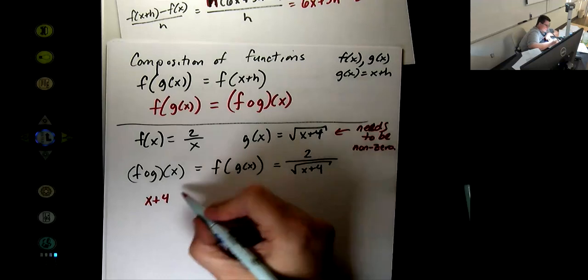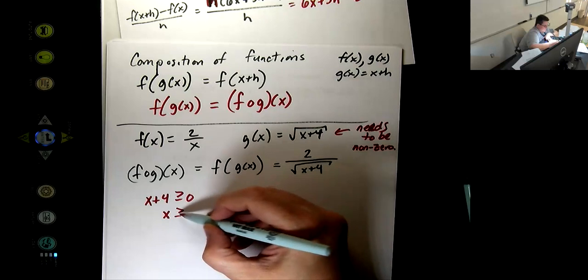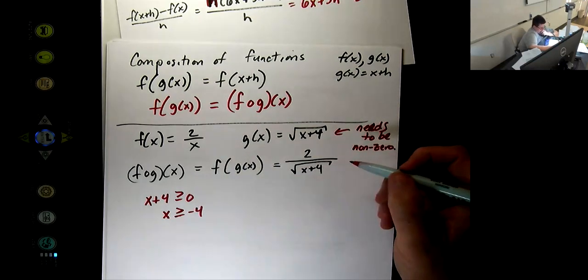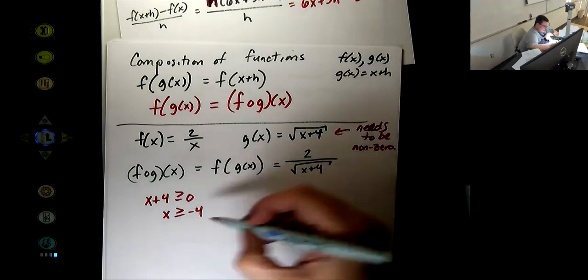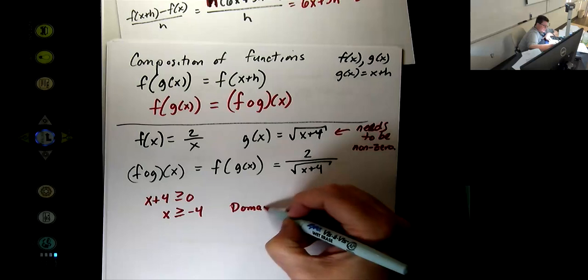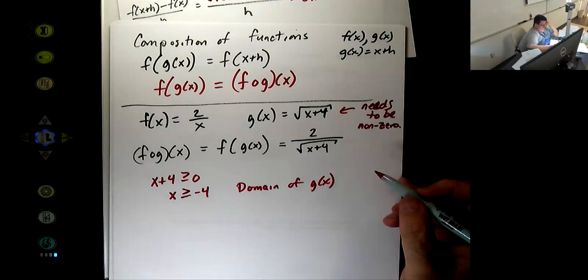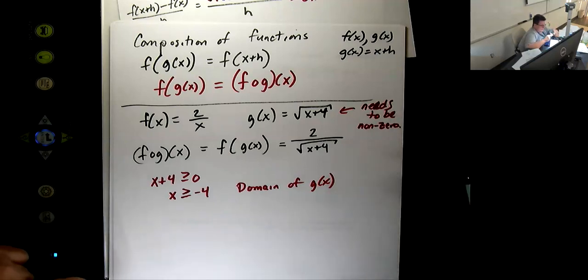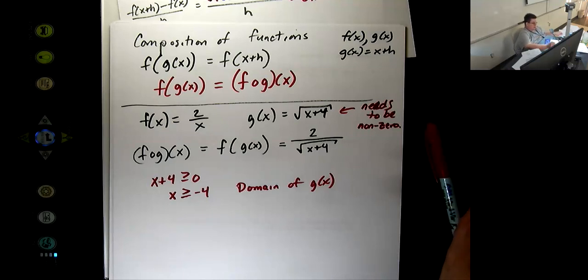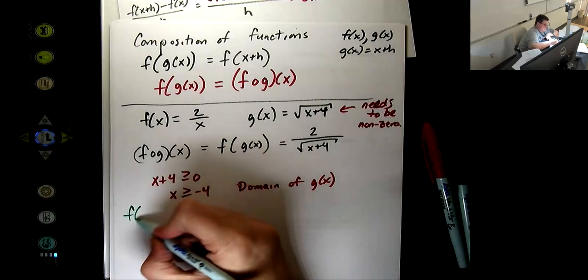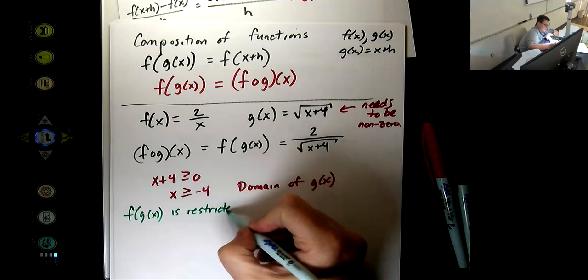So we want x plus 4 to be greater than or equal to 0, which means x is greater than or equal to negative 4. That's the domain of g of x. And so f of x is going to be restricted to that. So f of g of x is restricted to the same domain except where it causes problems.